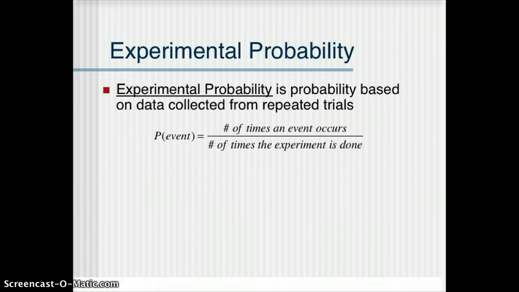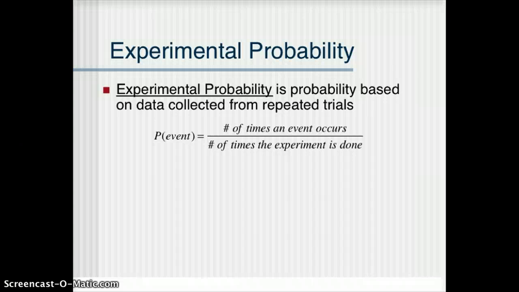Okay, experimental probability is when you actually do an experiment or something happens, like I did roll that dice before. It's probably based on data collected from repeated trials. So you do trials over and over again. And if it's experimental probability, the probability of the event happening is the number of times that the event occurs divided by the number of times the experiment is done.